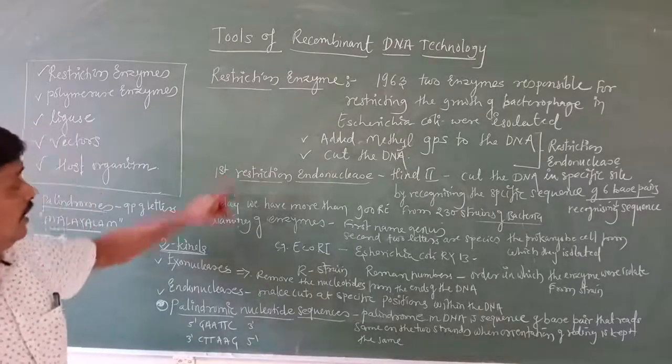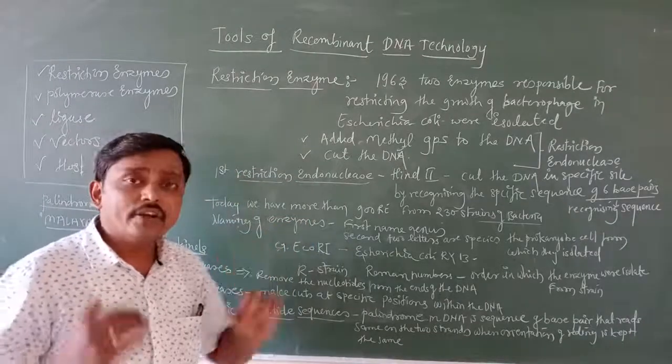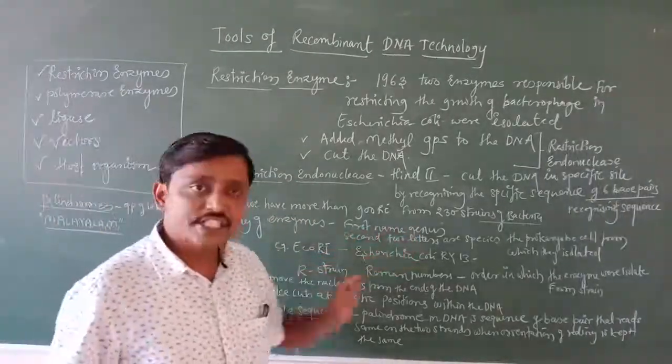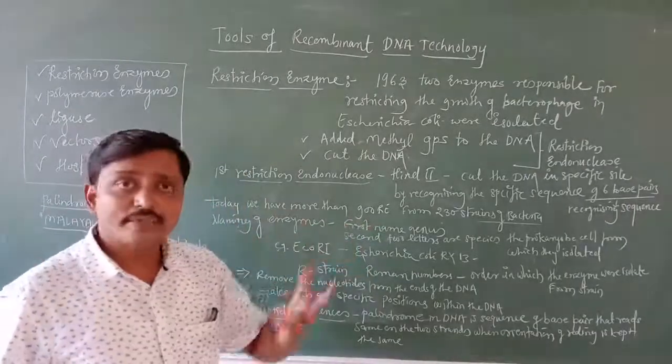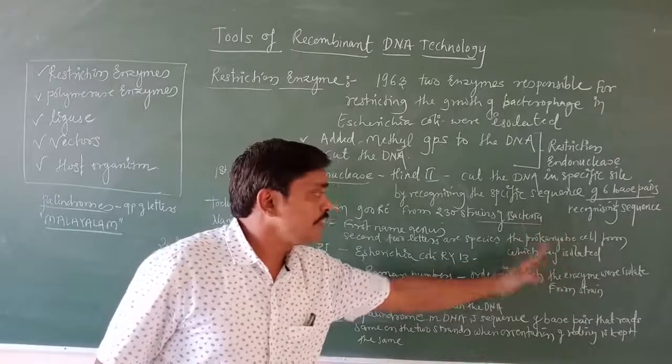So how do we name these restriction endonucleases? The first name is the genus. The second 2 letters are the species of the prokaryotic cell from which they are isolated.